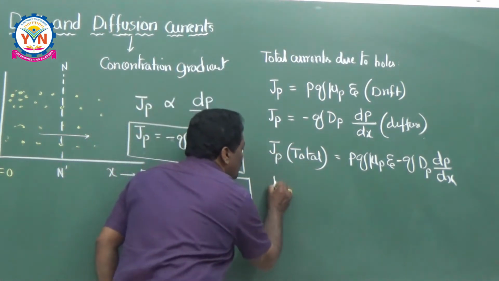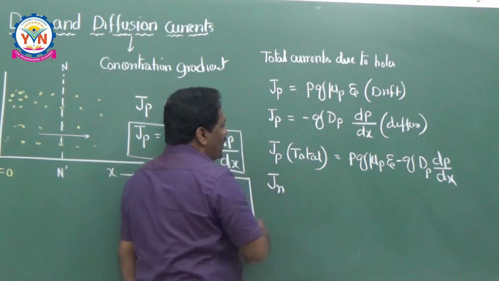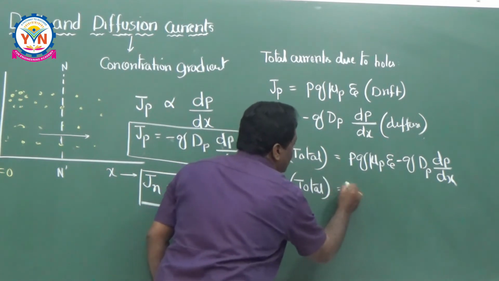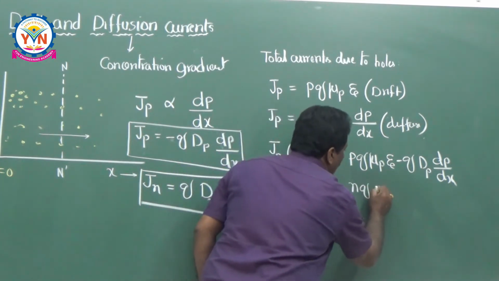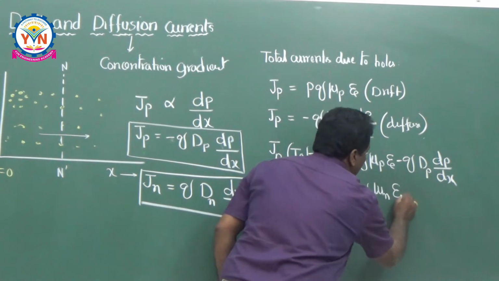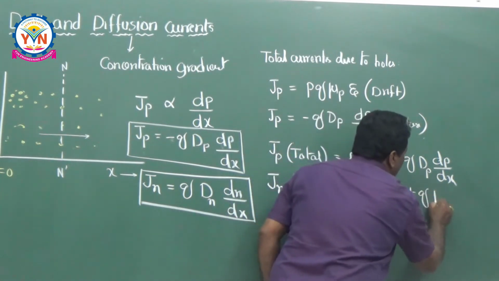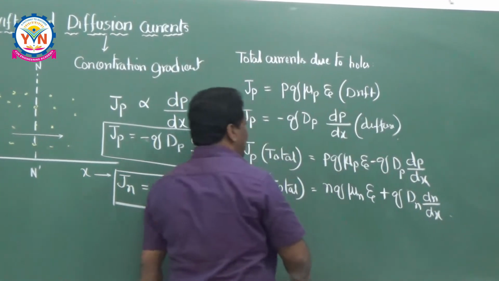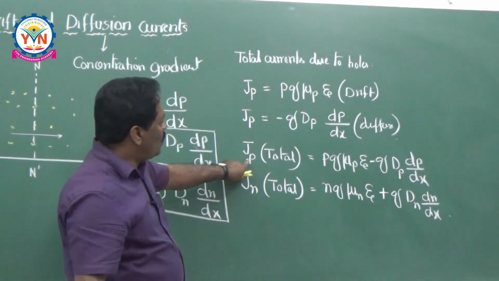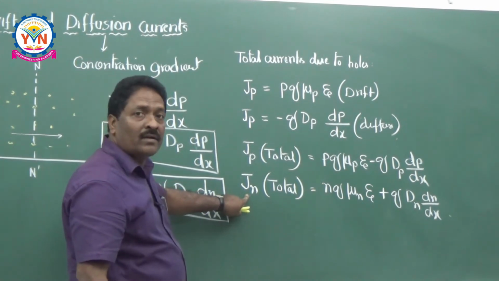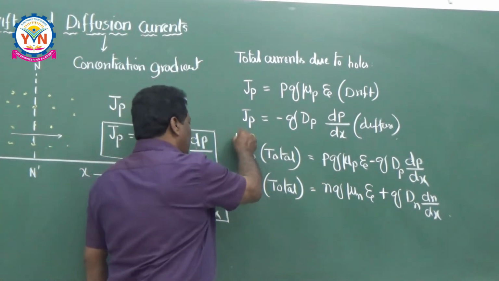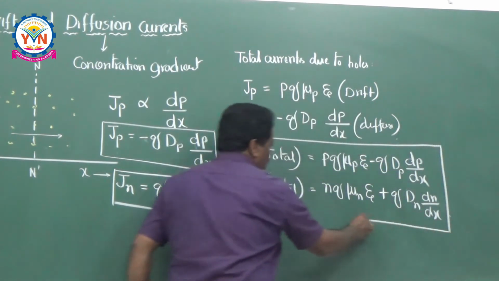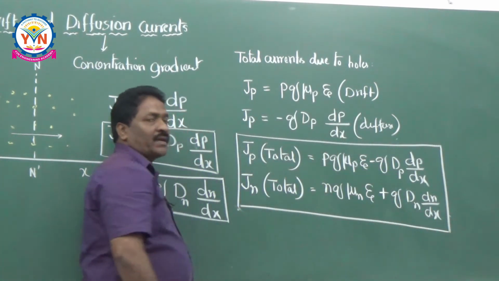Then, what is the Jn? Automatically I write Jn, the total current density, is equal to N Q mu n into Xi plus Q into dn by dx. These are the total current expressions, one due to holes and one due to electrons. This is the way of writing the expressions for the total currents in a semiconductor, that is nothing but the combination of drift and diffusion currents.